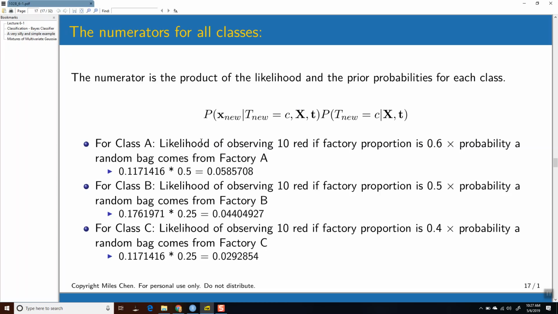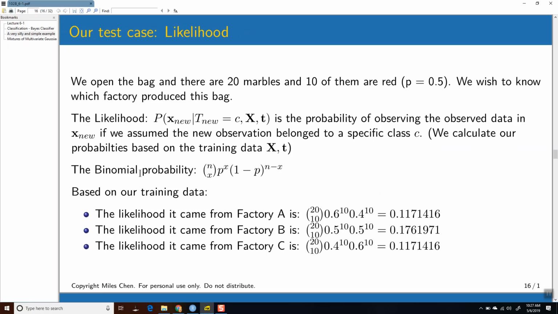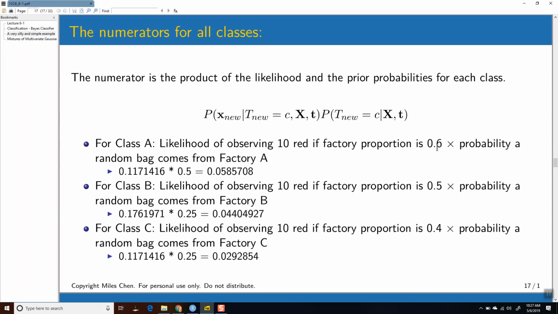For class A, it's the likelihood of getting 10 red if the factory proportion is 0.6, which is that binomial result we have right here, multiplied by the prior probability that a bag comes from factory A, which we said was 0.5. And we get this value. Same thing for class B: we take that binomial probability multiplied by the prior of 0.25, and we do the same thing for class C. And we get values like 0.05857, 0.044, 0.029.